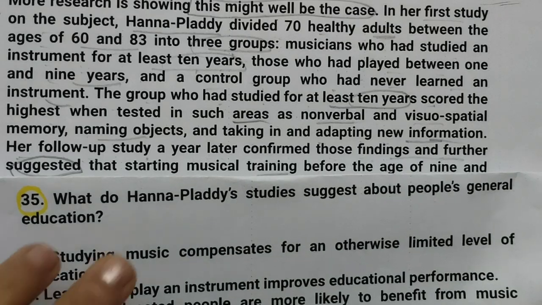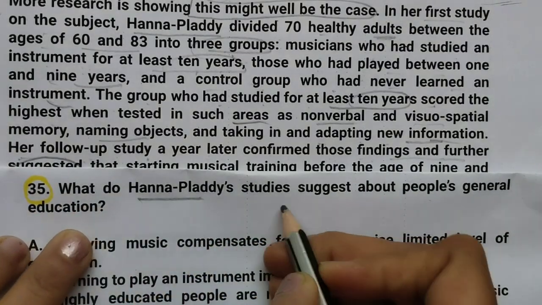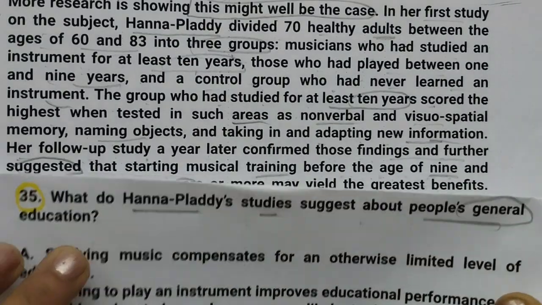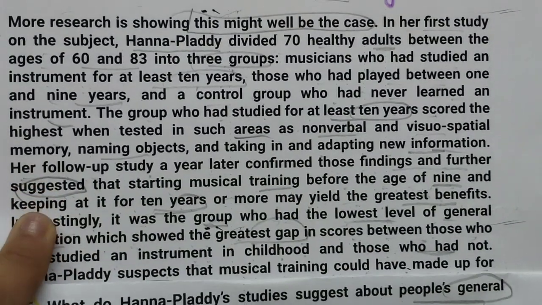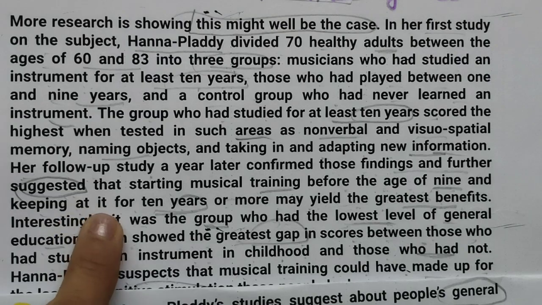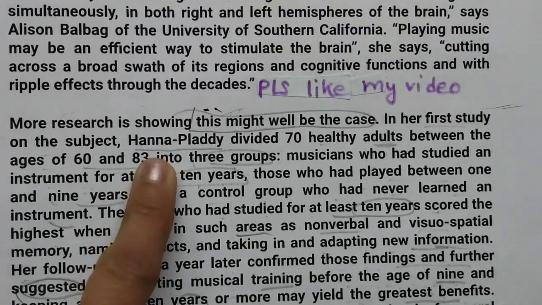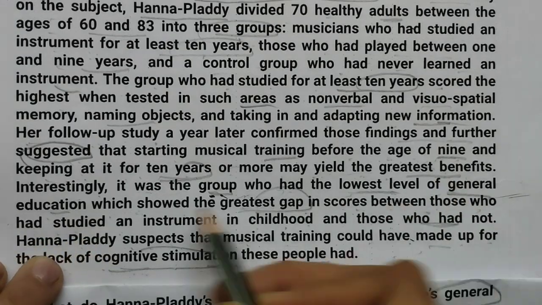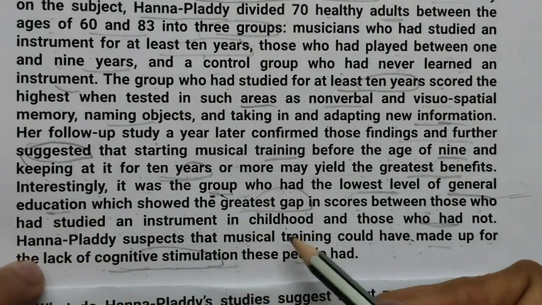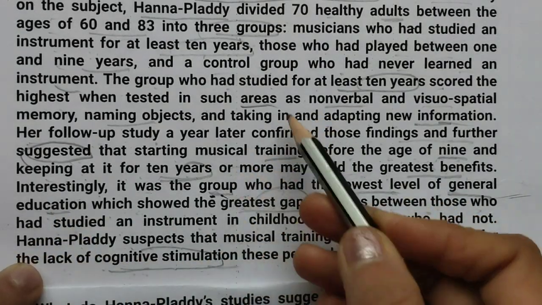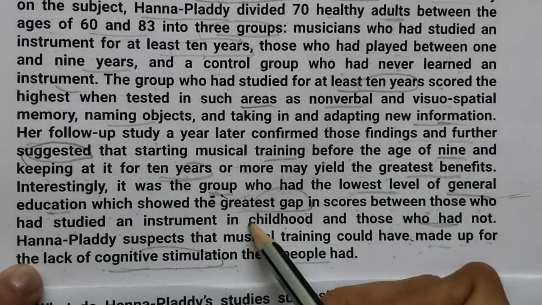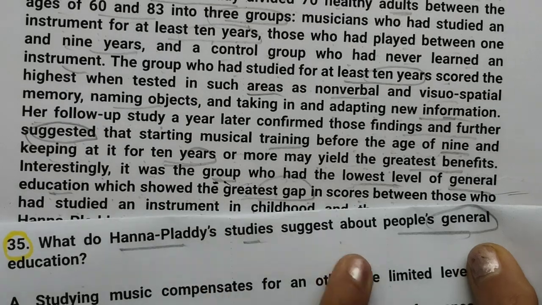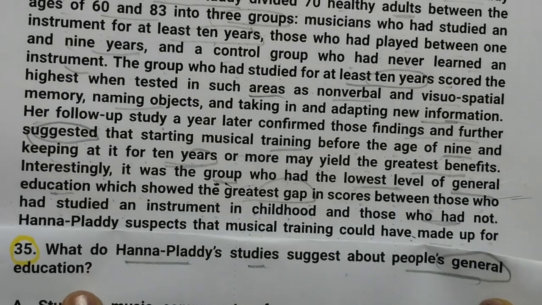Now the 35th question: Hannah Plady's studies suggest what about people's general education? Because in this paragraph only they are talking about this person. Here they are talking about general education. It means the 34th question's location was just above, and we were looking here also. So this you need to find out. Her studies suggest what about people's general education.